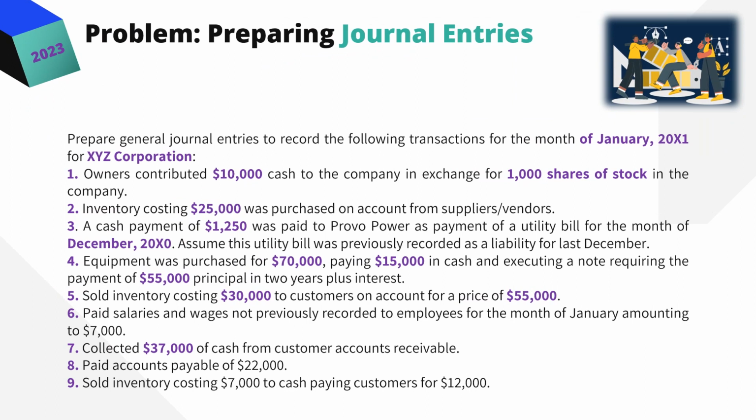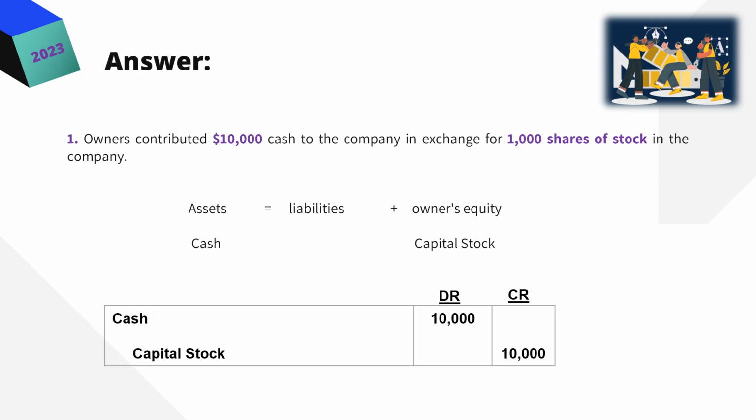It requires you to analyze what happened to assets, liabilities, owner's equity, whether they were increases and decreases. And so let's walk through each of these transactions individually and make sure that you got them right and that you understand how we came to the journal entries that we did.